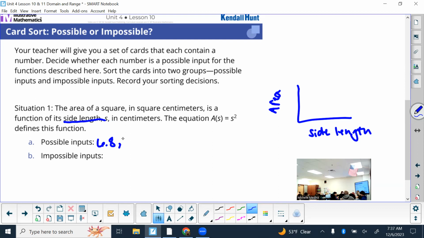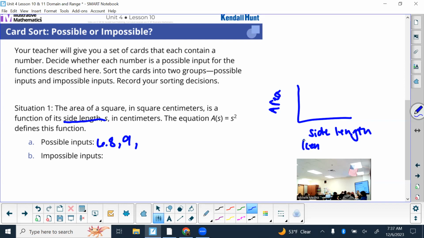Everyone else have them already ready in your mind. This should be like a lightning round. Table 5, another possible input for situation 1. 9, class agree? Yes, you could have a side length of 9. And we're talking about what, centimeters? Yeah, you could have a side length of 9 centimeters.